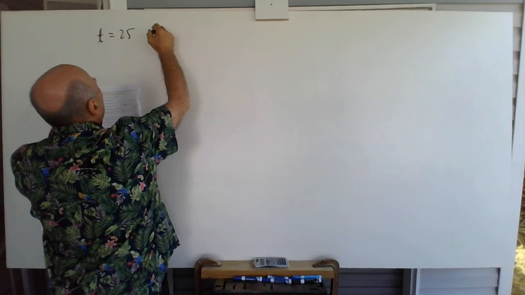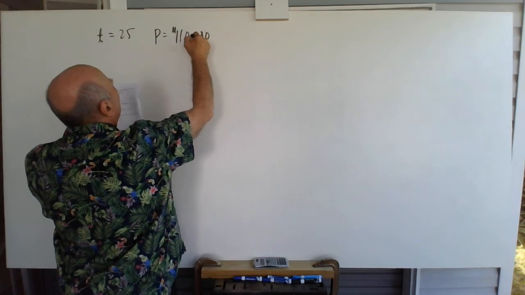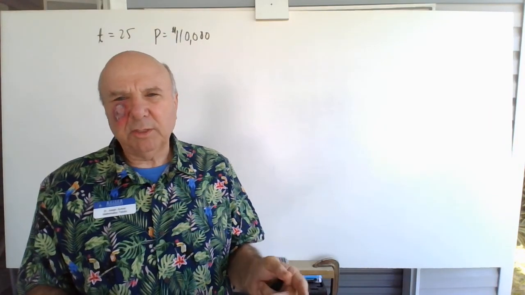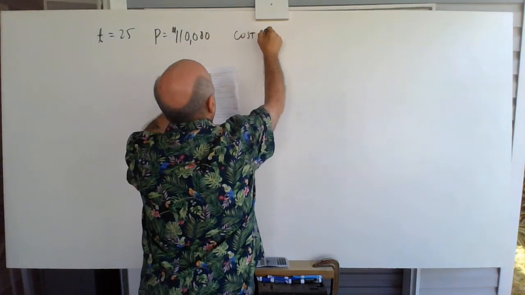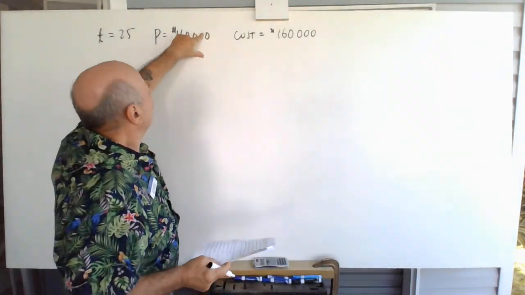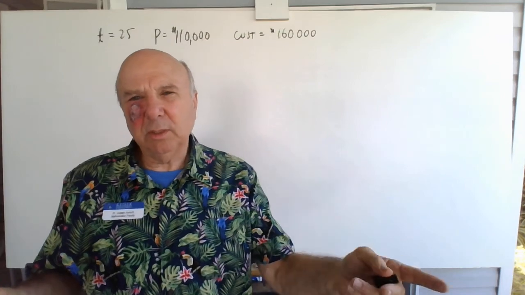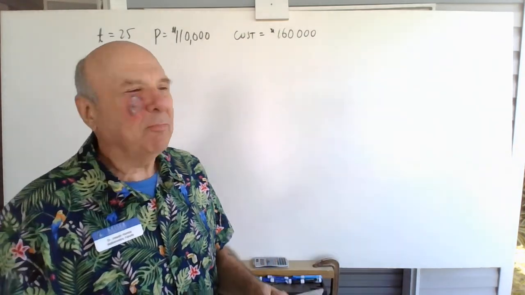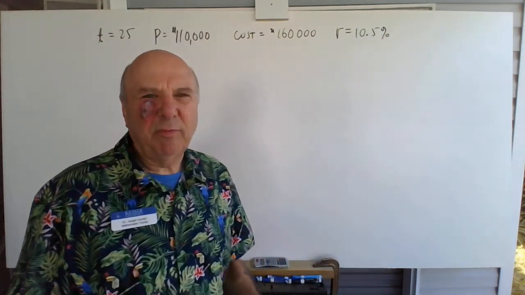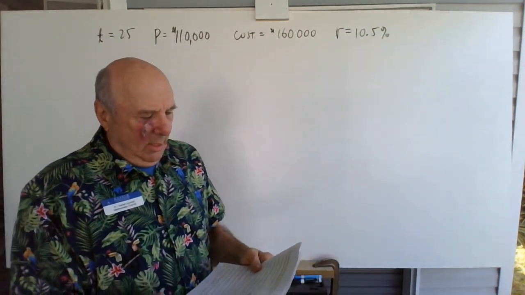25-year, $110,000. Now they said conventional mortgage. The house cost $160,000. Instead of a $160,000 house, they got a $110,000 mortgage. So the mortgage is the principal. 10.5%. Two points.